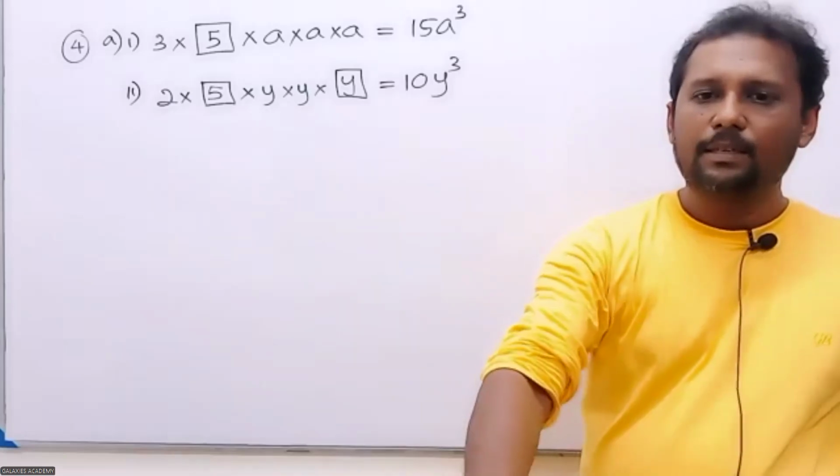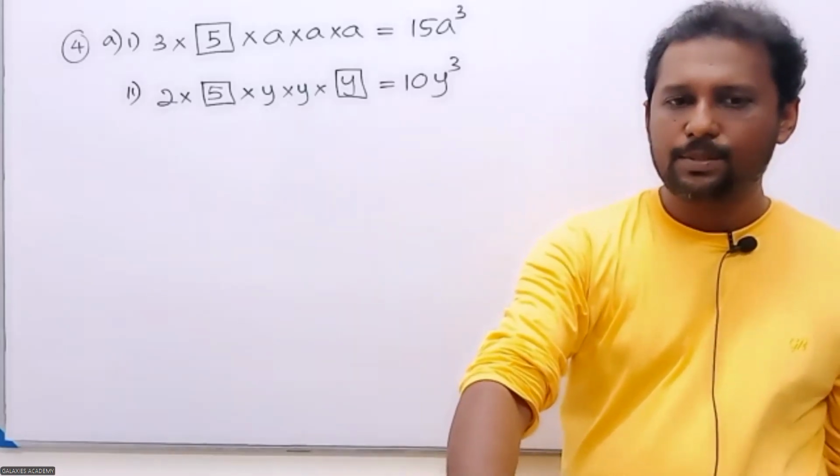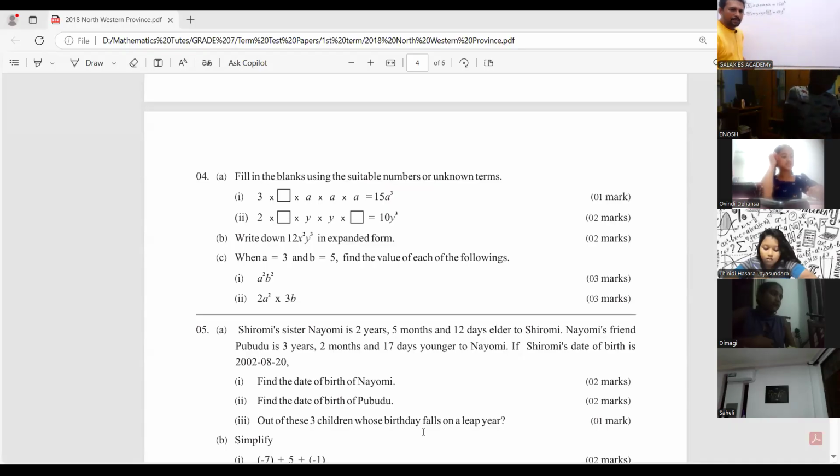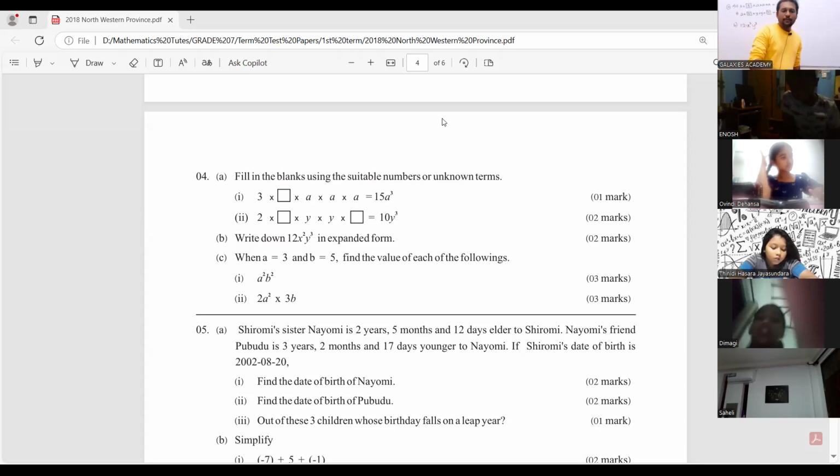Right. Then we can go to the next part. The next one given simple B. Write down 12 x to the power 2, also we can say it x squared, y to the power 3, y cube, in expanded form.